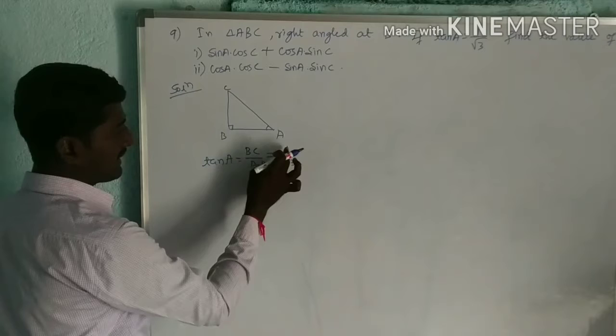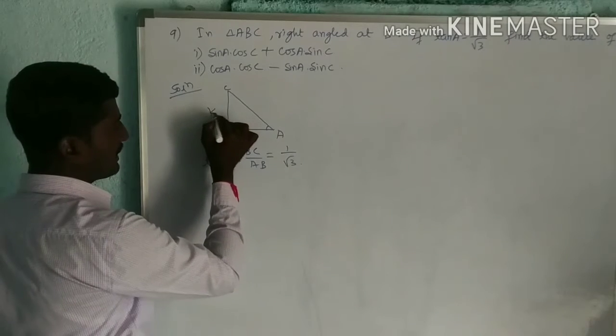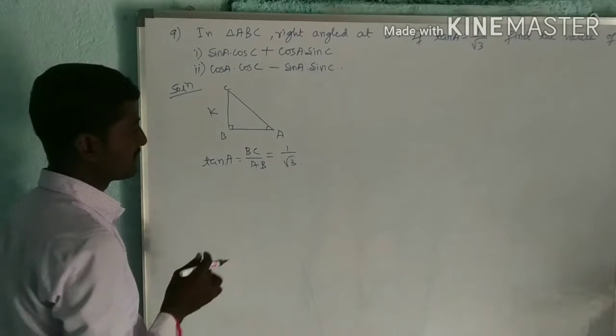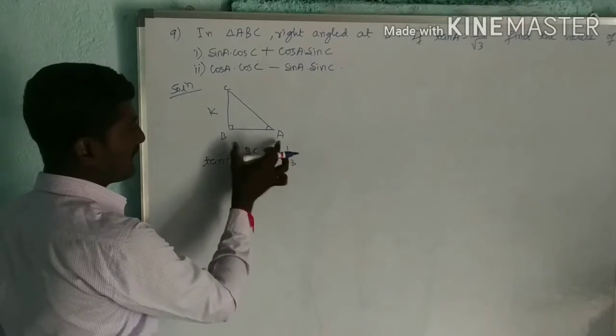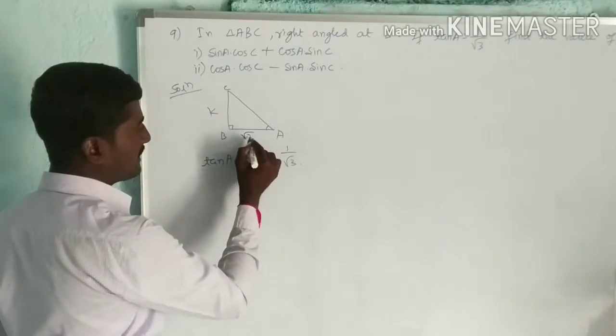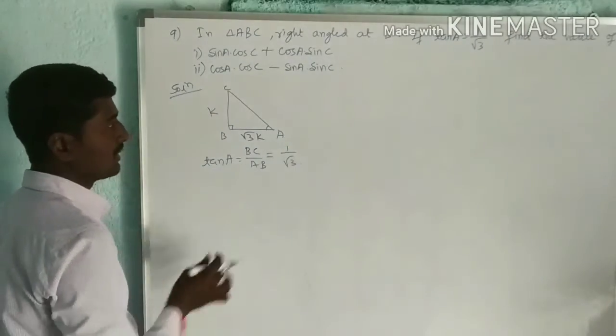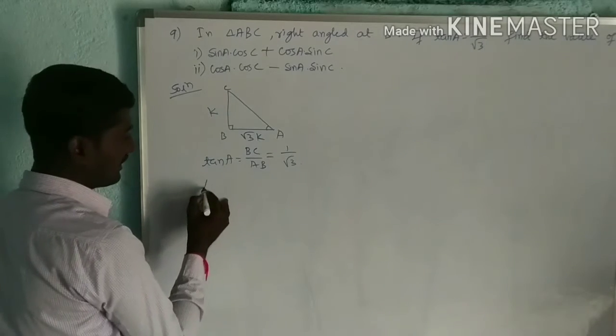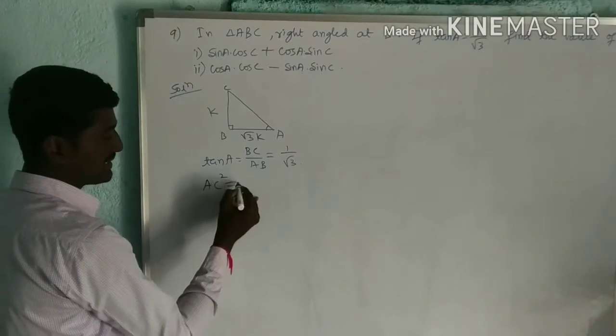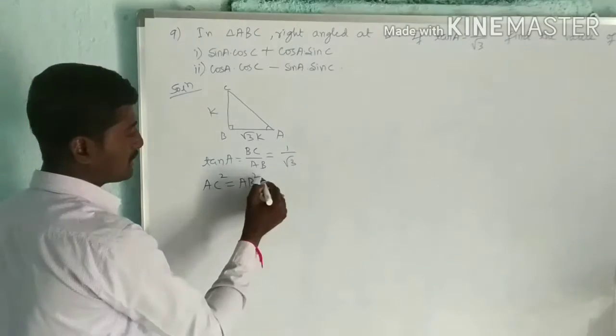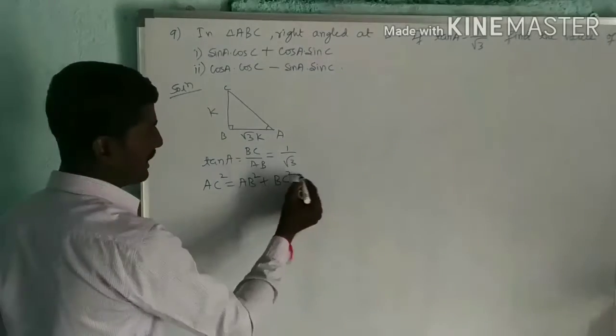Now BC I can take as 1k, that is nothing but k. Then AB is root 3k. Now I want AC. Let us apply Pythagoras theorem. AC square is equal to AB square plus BC square.